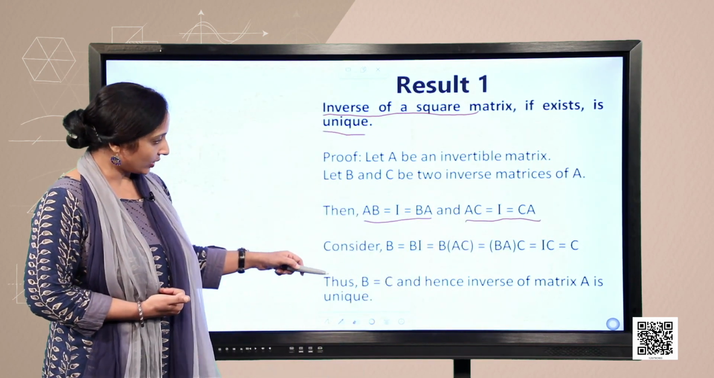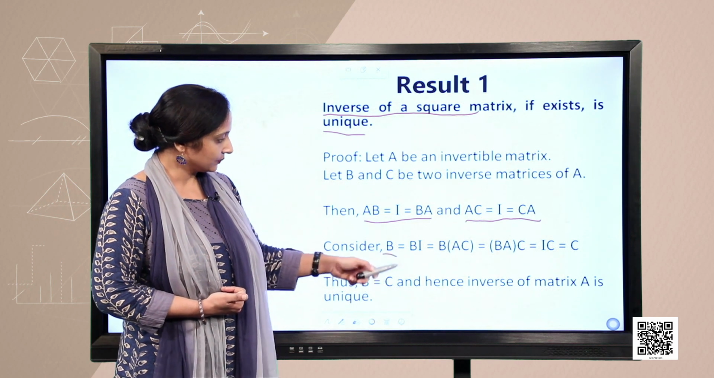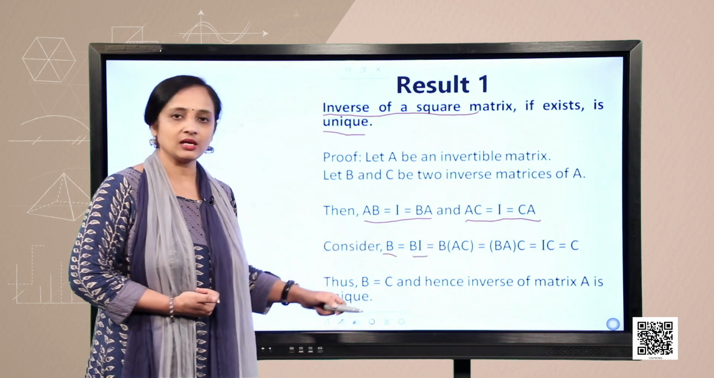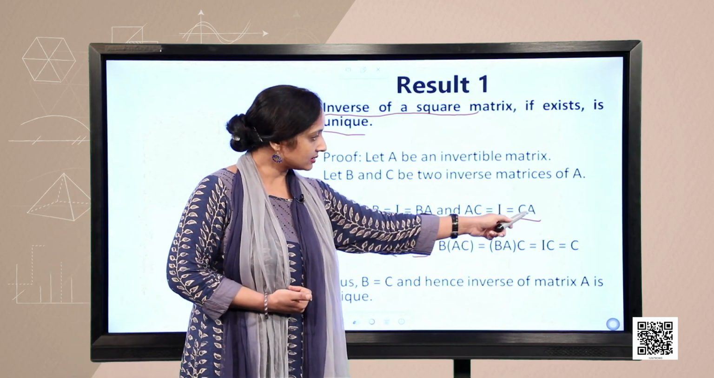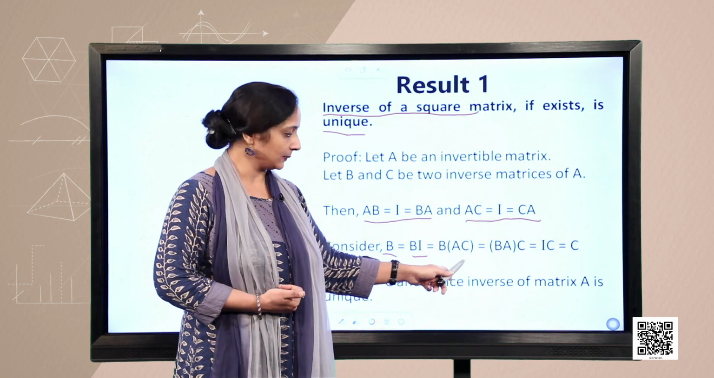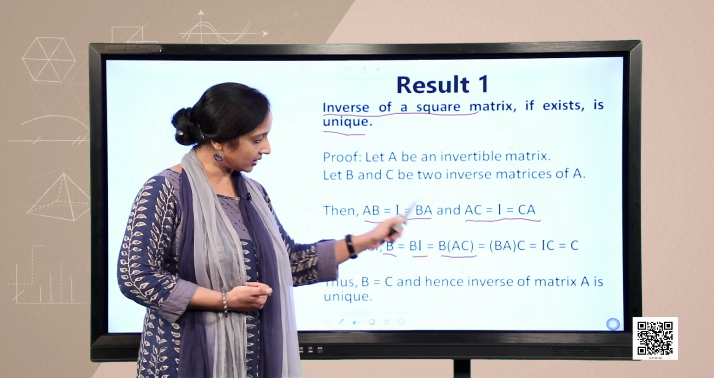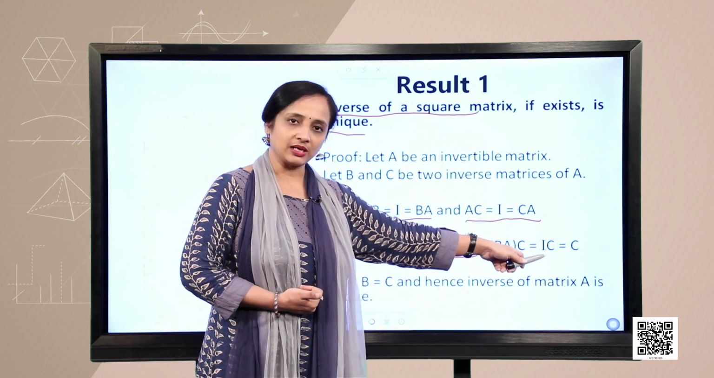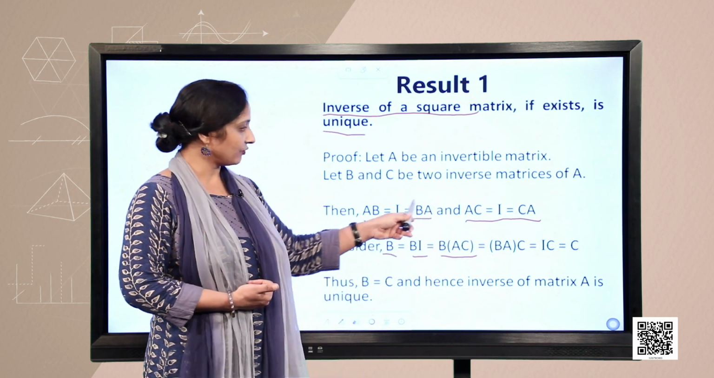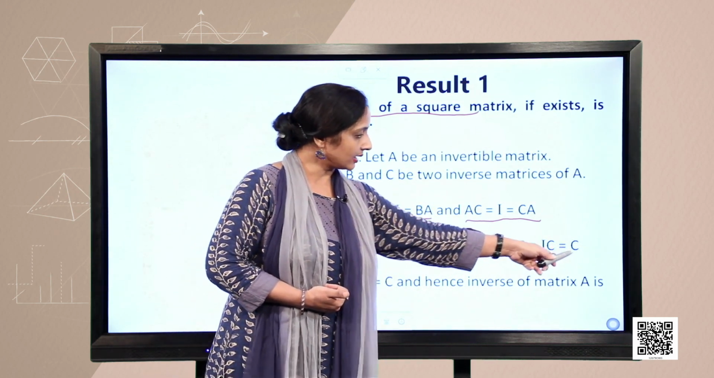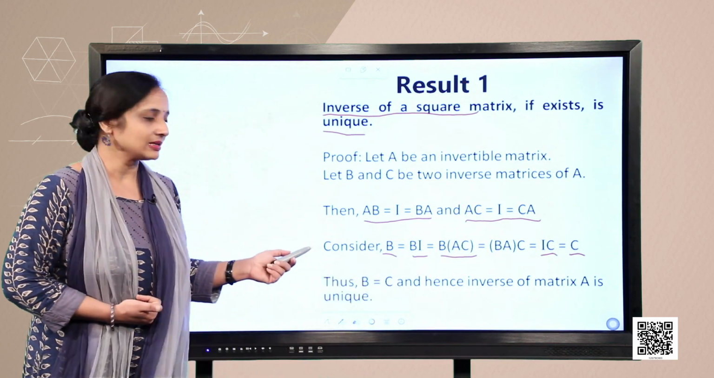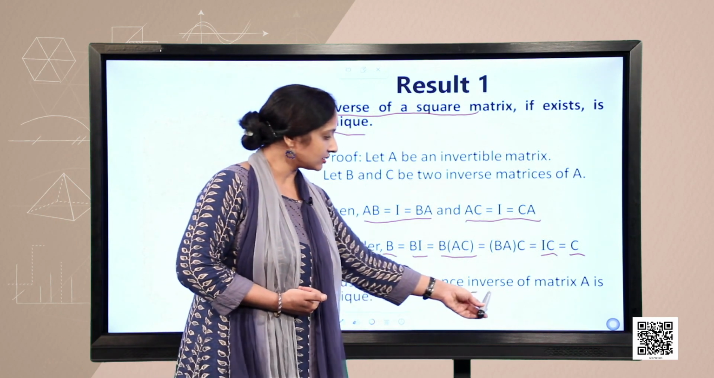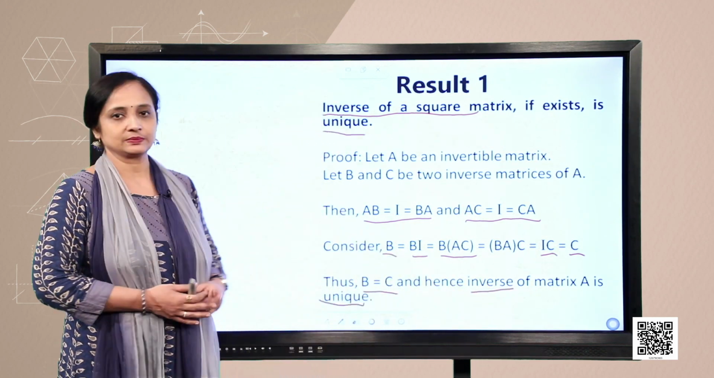Let's compare these two equations. Let's start with B. So you multiply any matrix with identity matrix, write it as BI. In place of I, substitute this AC or CA. So we have substituted I as AC. So then take BA and multiply it by C. This BA will become IC, and finally you are getting only matrix C. So B is equal to C. That means inverse of the matrix is always unique.